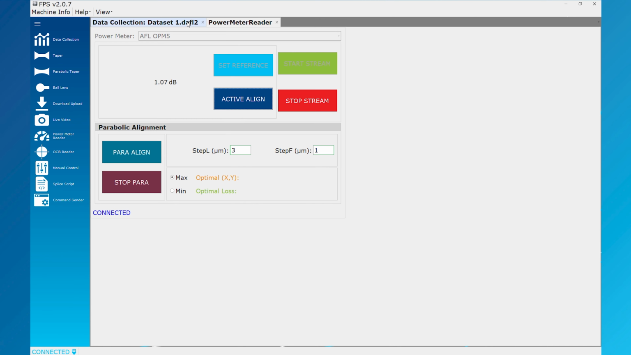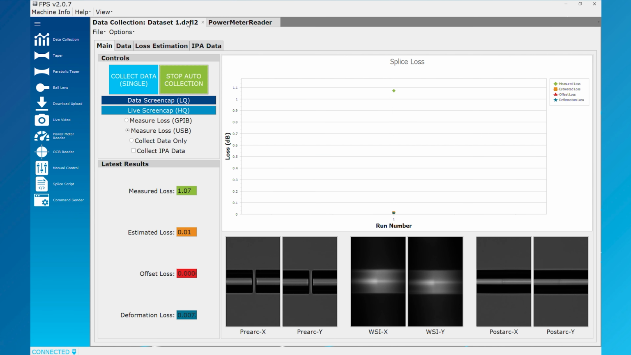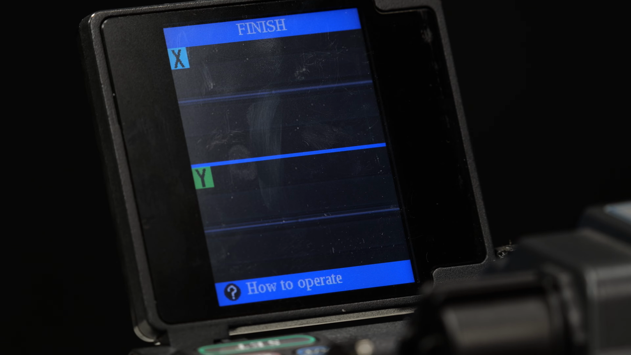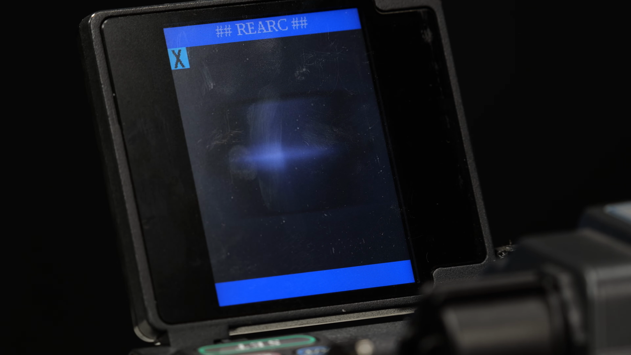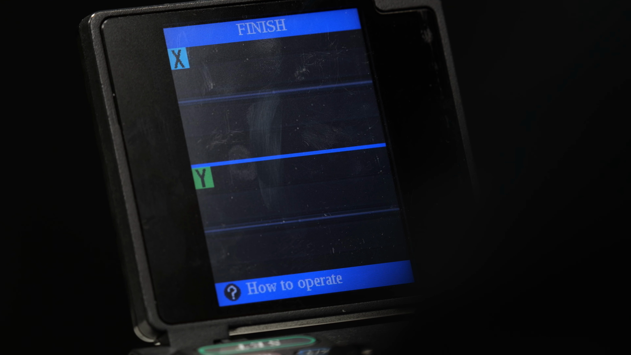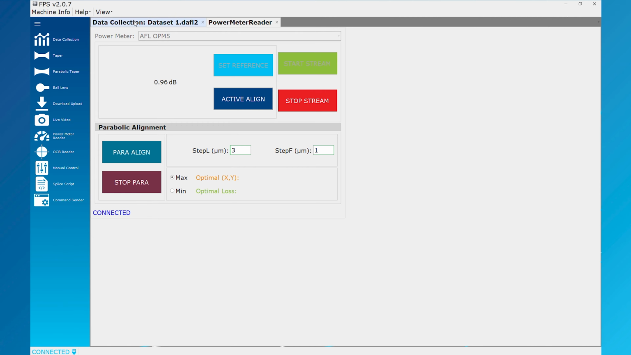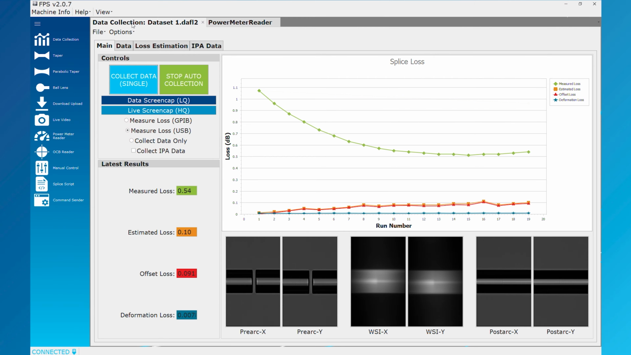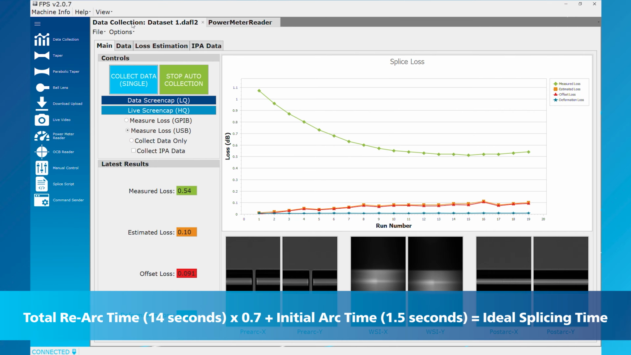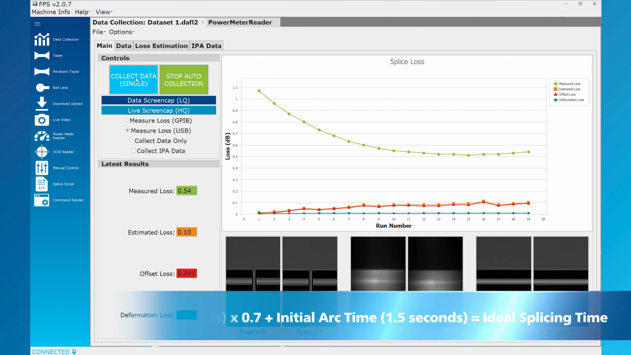My particular fiber combination here is quite simple for illustration purposes, but the process is identical for any other fiber combination. A short initial splice followed by a series of 1 second re-arcs, watching the splice loss reach a minimum and then climb away from the minimum. At this point, multiply the total re-arc time by 0.7 and add the initial arc time to calculate your ideal splicing time. At this point, I'll move on to the prefusion parameters.